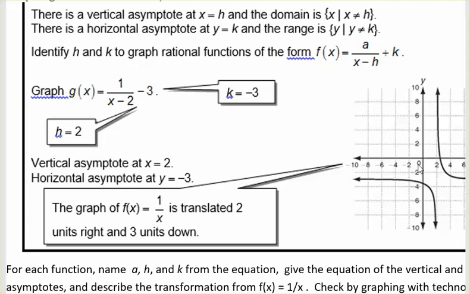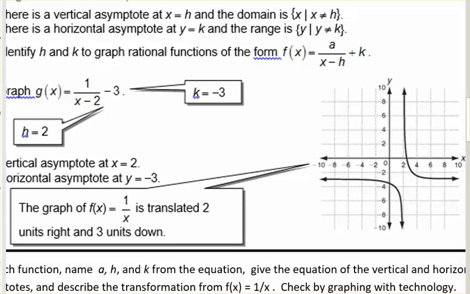So let's look at some different things. First of all, you can use technology to make a graph. Here's a graph of this problem here. You can see that it's discontinuous. There's two separate branches of it. There's two parts. And it will have a vertical asymptote and it'll have a horizontal asymptote.